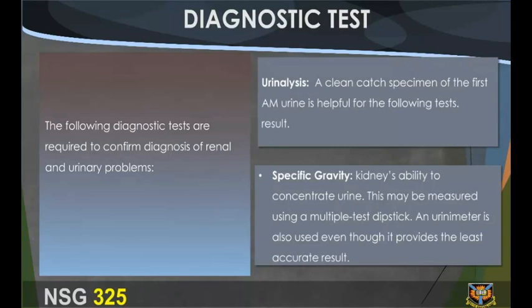Diagnostic tests. The following diagnostic tests are required to confirm diagnosis of renal and urinary problems. Urinalysis. A clean-catch specimen of the first AM urine is helpful for the following tests. Specific gravity shows the kidney's ability to concentrate urine. This may be measured using a multiple test dipstick. A urinometer is also used, even though it provides the least accurate result.